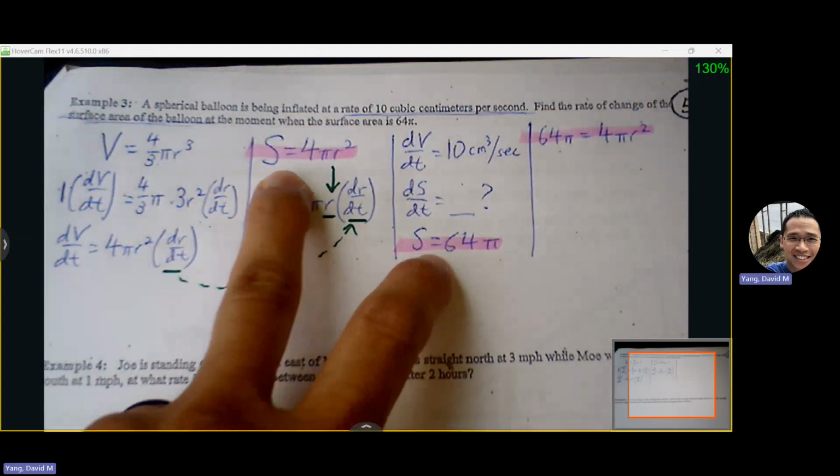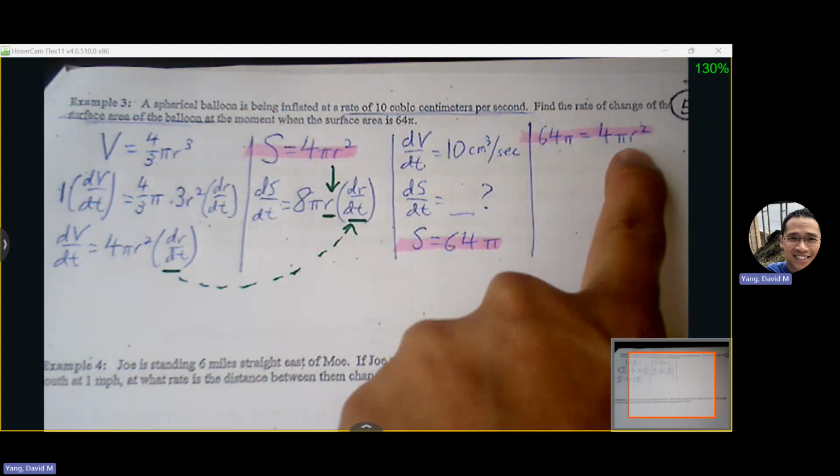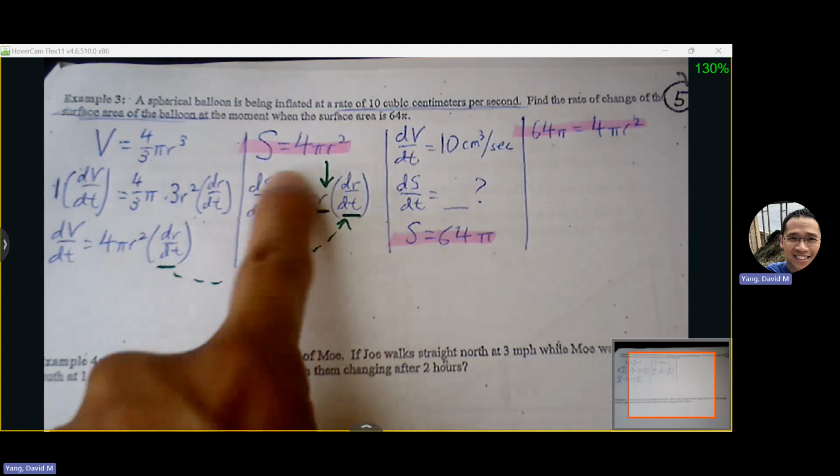Everybody see what I'm doing here? Just replacing 64 pi in for S. And the reason that we're doing this is because we're trying to get to one of the variables that we need for our final equation.